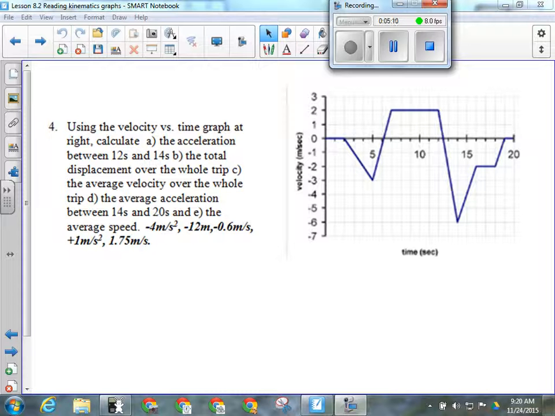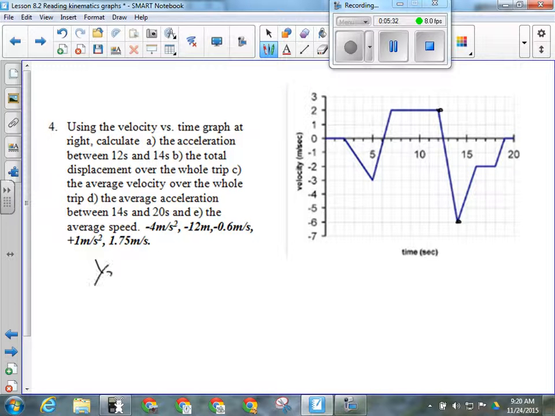Okay, so the first part of this is asking us to calculate the acceleration between 12 and 14 seconds. So that would be here and here. Now, I've got a line there, but I don't have a y-intercept for it. I don't have any of that kind of stuff. Can I still do a rise over run slope calculation? I can.